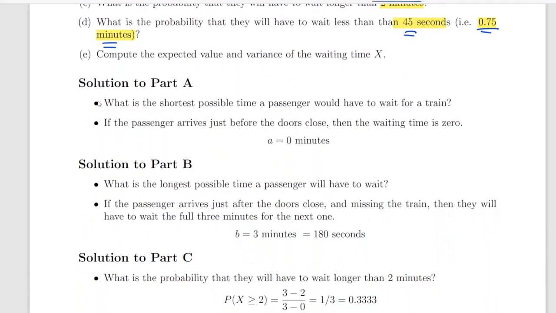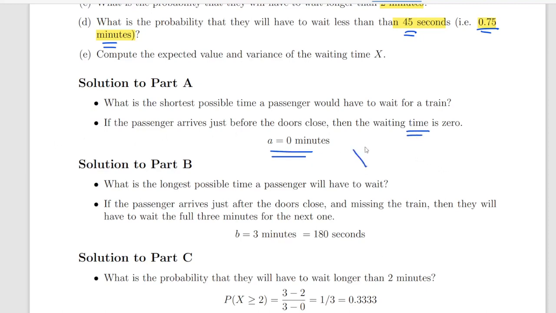Okay, so part A and part B, what is the shortest possible time a passenger will have to wait for a train? If the passenger arrives just before the doors close, they walk up exactly before it's about to take off, perfect. The waiting time is 0. So what we would say here is A equals 0 minutes.